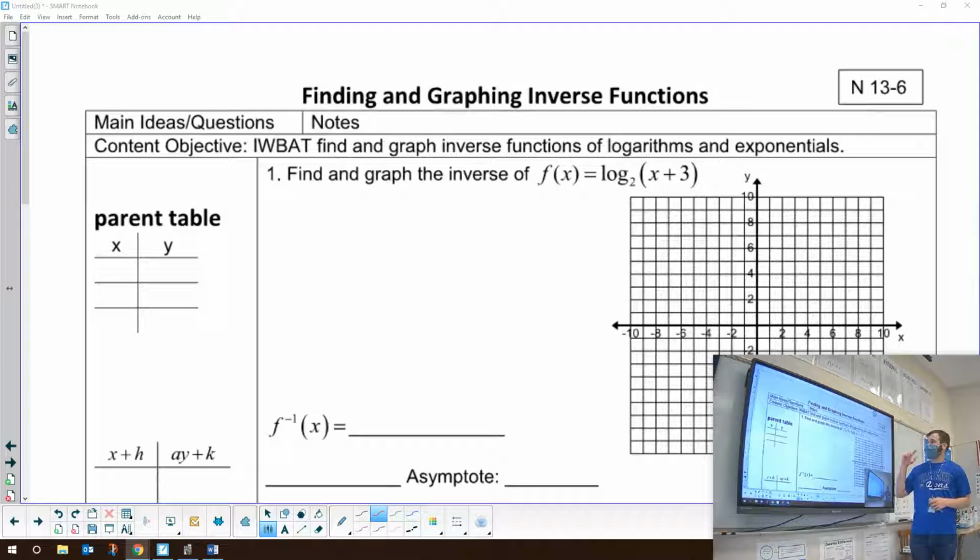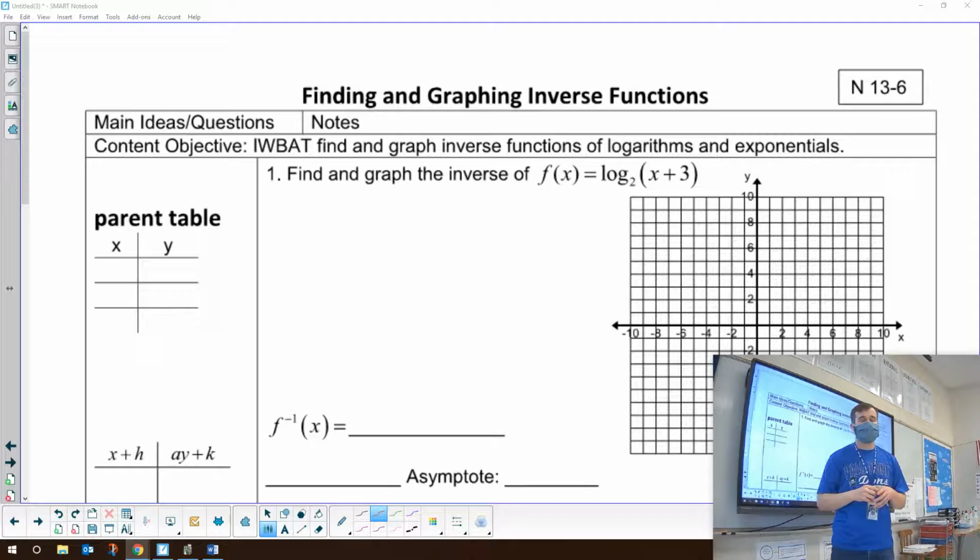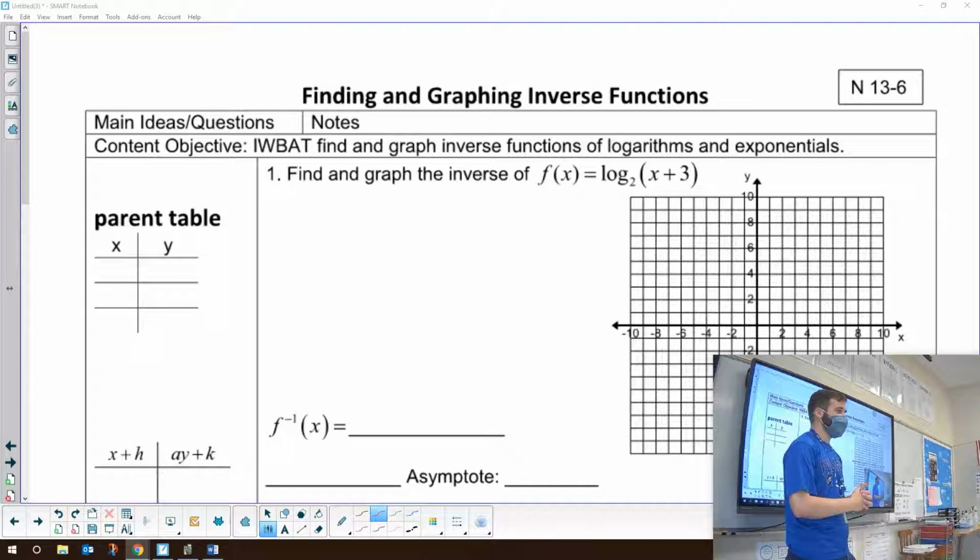Hey guys, today we're talking about finding and graphing inverse functions. So the main thing is that we're going to find the inverse and then put it on the graph using our parent table and our chart. So remember, to find an inverse function, we need to switch x and y, and that's the big thing here.